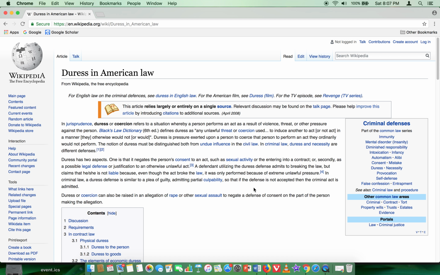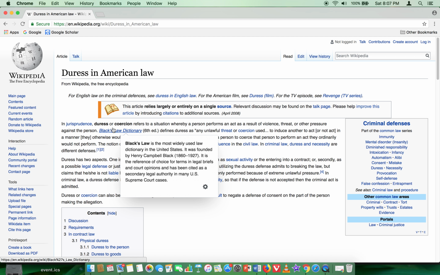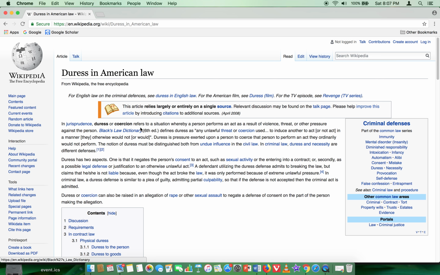So this is an American Law Wiki page. I know it's not the most authoritative, but if you look in Black's Law Dictionary, it says duress is coercion, where a person performs an act as a result of violent threat or other pressure against the person. Any unlawful threat or coercion used to induce another to act in a manner they otherwise would not have. Duress is pressure exerted on a person to coerce a person to perform an act they ordinarily would not perform.